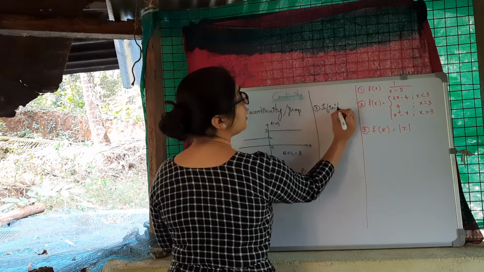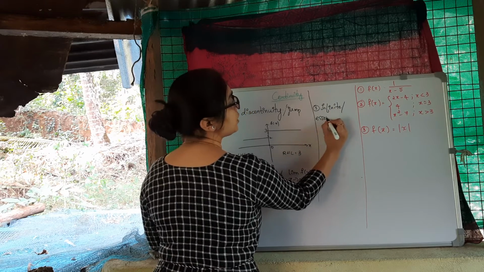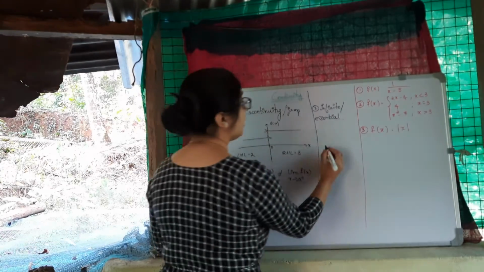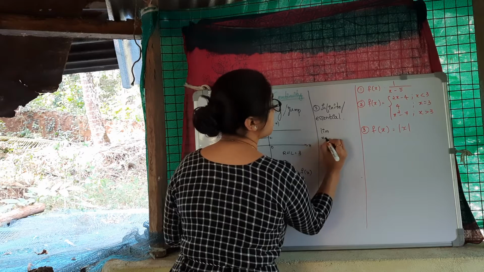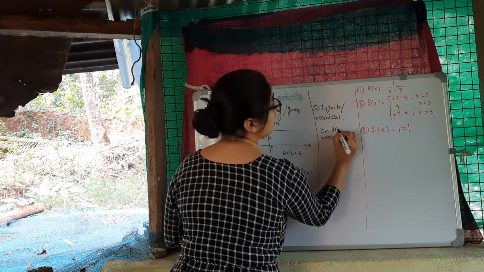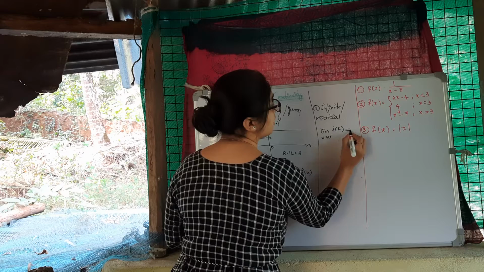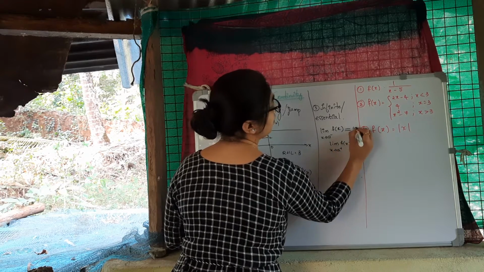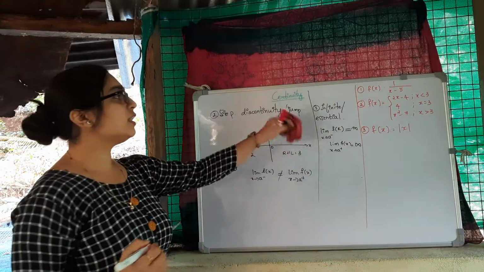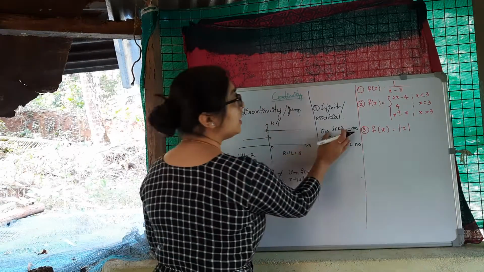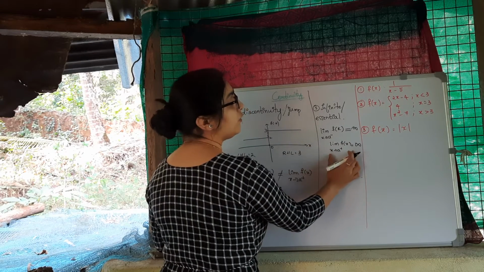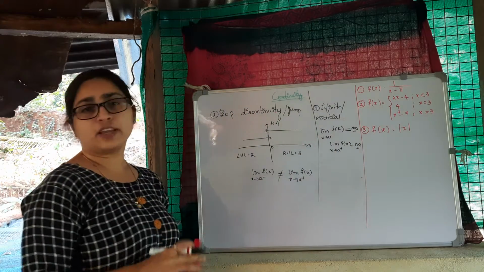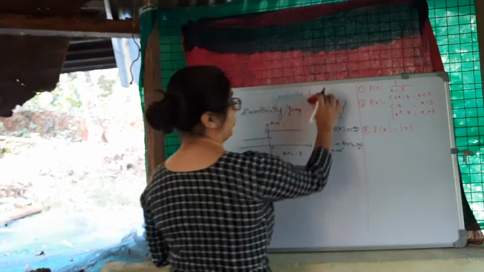Infinite discontinuity is also known as essential discontinuity. In this case, the left hand limit and the right hand limit will both be equal to infinity. So that is called infinite or the essential discontinuity.